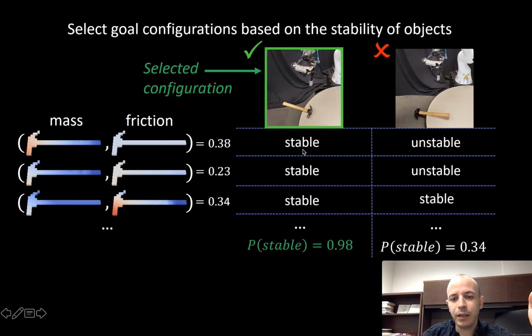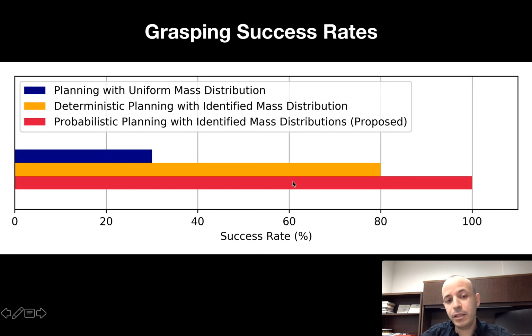These are just experiments using the same object and pushing it to the edge. What we are comparing here is what you get if you plan with uniform mass distribution, which gives us the lowest success rate in terms of grasping success. Then what you get if you use the deterministic planning with identified mass, which is what we got before. And then the new method, which uses probabilistic reasoning on top of the identified mass distribution.